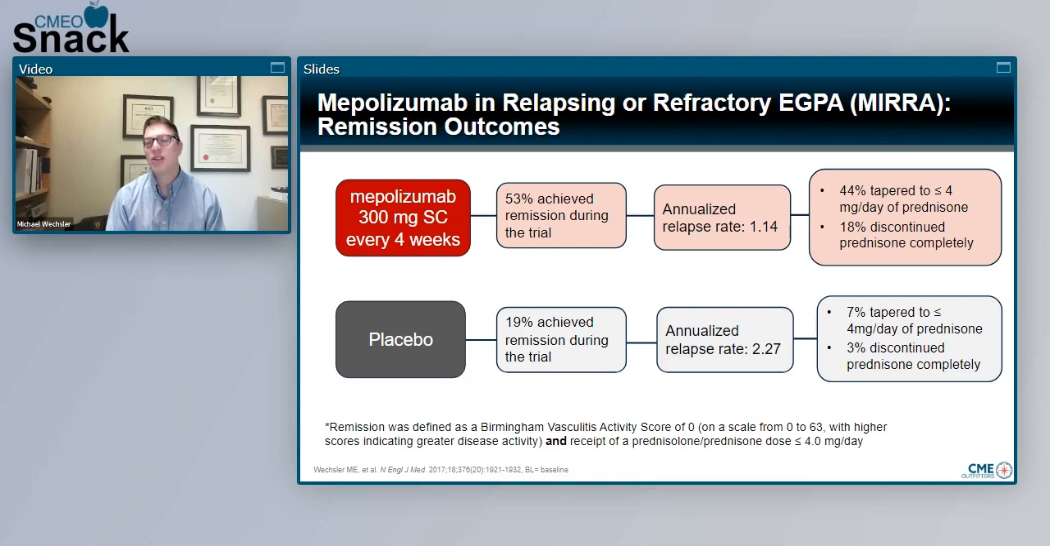Importantly, one of the issues that comes up is can we get patients off of corticosteroids? And what was demonstrated in this study was that 19% of patients with mepolizumab were able to reduce their corticosteroid dosing completely down to 0 milligrams per day. Only 3% of patients treated with placebo were able to get down to 0 milligrams a day.